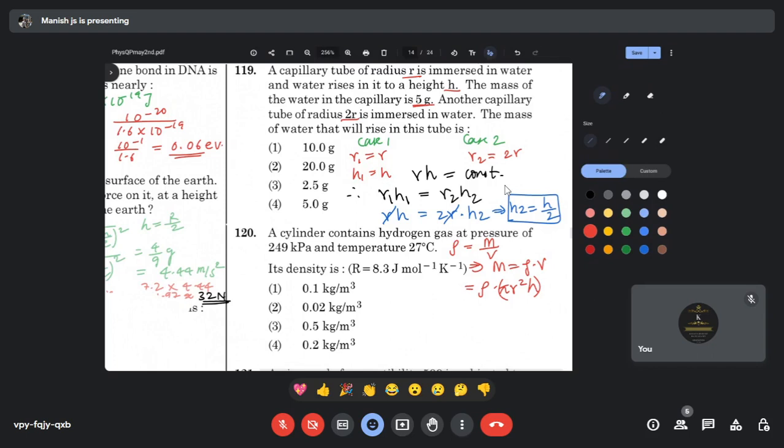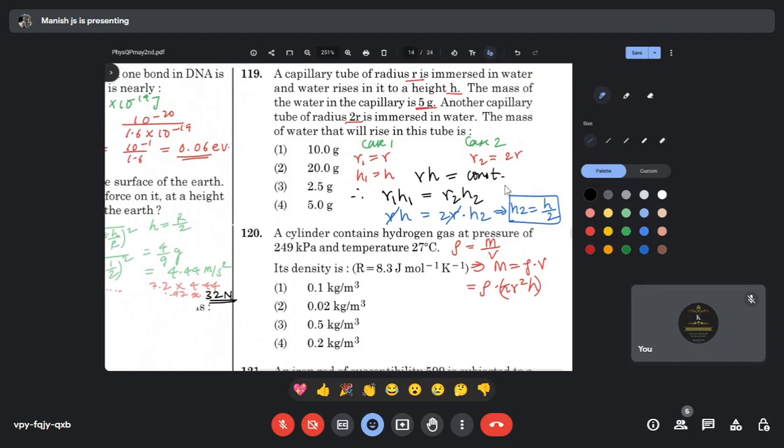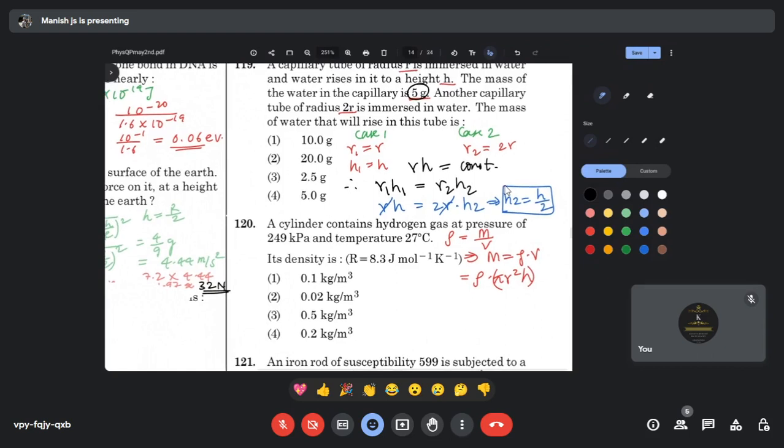Now I'm going to substitute the values that I'm having. The mass of the water in the first capillary tube is 5 grams, so m1 is 5 grams. So you can simply say 5 is equal to rho into pi r square h. This is one relation that I'm having, for the first capillary tube. In the same way for the second capillary tube, mass m2 is equal to rho into pi r2 square h2.